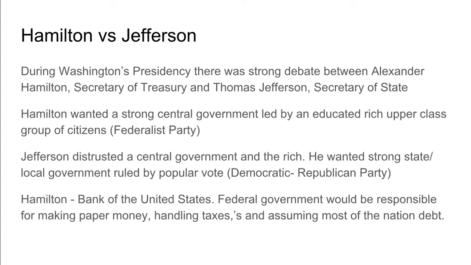Hamilton, he's the Department of Treasury. He's overseeing all the money, and he wants to have a strong central government. He believes that you've got to have a central government that's going to lead the other states. If you don't, we're all loosely tied together, and he doesn't think we're going to last. And he believes that the government itself should be led by educated, rich, upper class groups of citizens. That's going to be the Federalist Party.